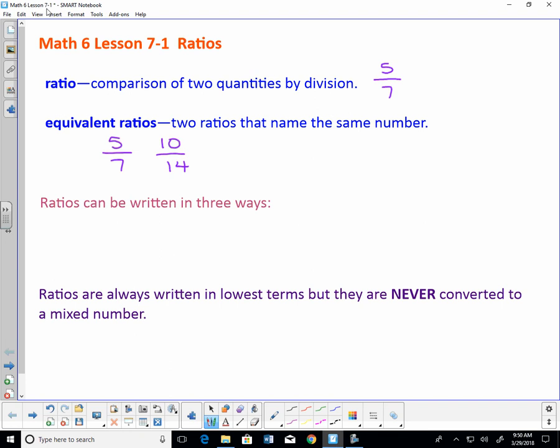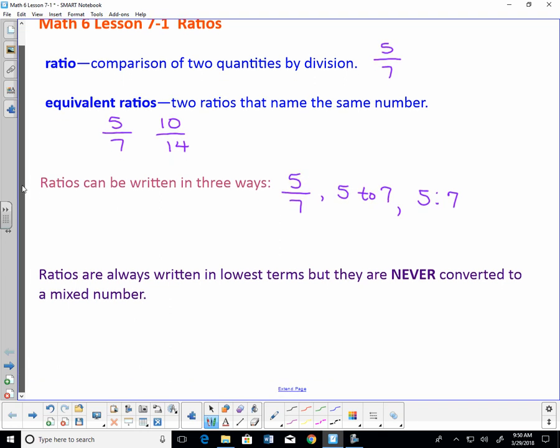Ratios can be written three ways. They can be written as a fraction, 5 to 7. They can be written with the word "to", 5 to 7. Or they can be written with a colon, 5:7. Doesn't matter how you write them, they are all said the same way: 5 to 7.